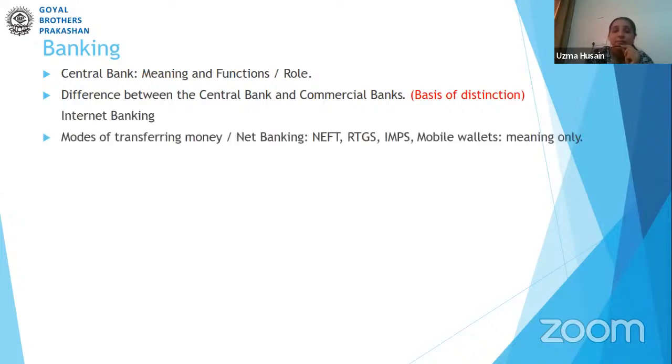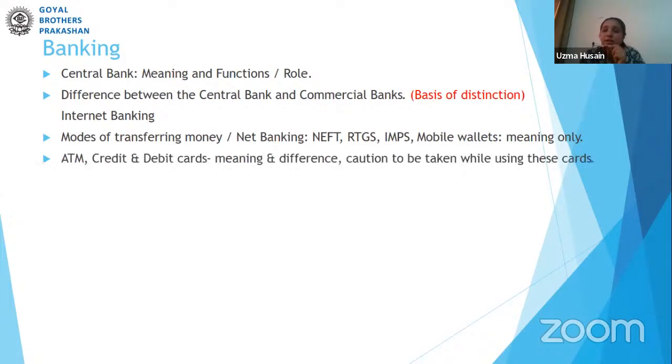Coming to internet banking, modes of transferring money. Different modes are there of transferring money. We have net banking. In net banking, we have NEFT, that is National Electronic Fund Transfer. Then we have RTGS, real time gross settlement. Then we have IMPS, mobile wallets. Here, meaning only, as mentioned by the council. Yes, of course, meaning only, but if the difference is asked between NEFT and RTGS, we do not give full forms as the difference. Remember this very well. Full form for both is not considered as the difference between NEFT and RTGS.